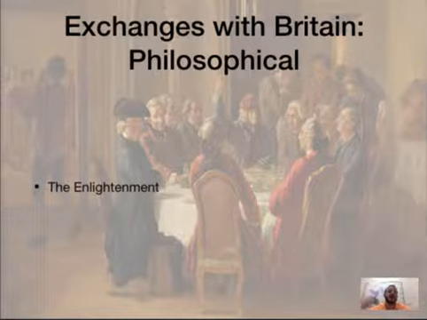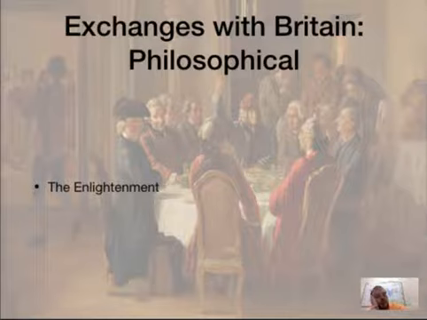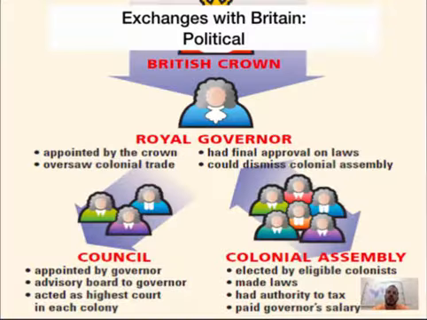We're going to talk about philosophical exchanges or interactions with Britain. The Enlightenment, we talk a lot in world studies about the French philosophers like Rousseau and Montesquieu, but let's not forget John Locke and Thomas Hobbes. These ideas, published, written, shared in England, are shared over here in the New World as well, especially in places like Philadelphia. And we'll talk about political exchanges.